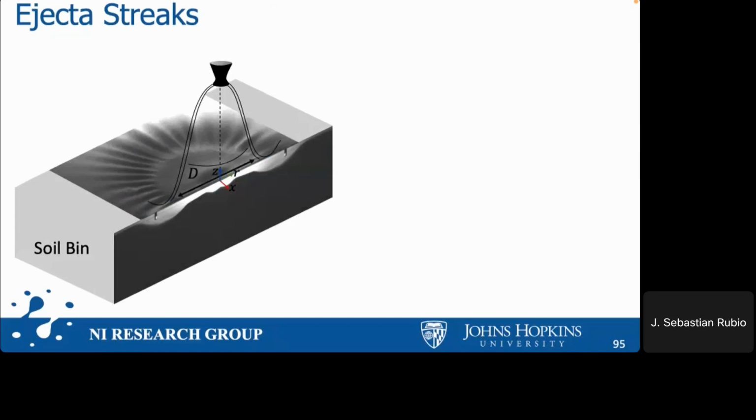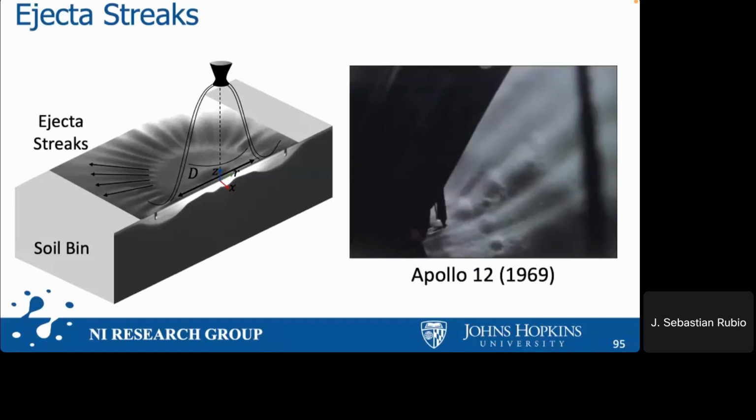Next, please. So what you're seeing here is that flat region, right? This has a diameter D, which is essentially the area under the plate shock. And next, please. Essentially, you're going to have these ejecta streaks that are generated, right? Next again, 2 times. And essentially, we were able to replicate these ejecta streaks that we're seeing in the Apollo 12 and other missions.